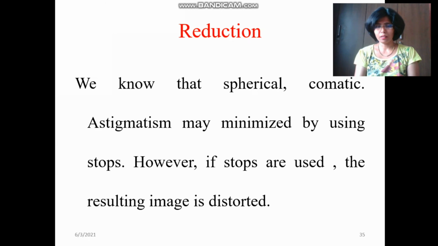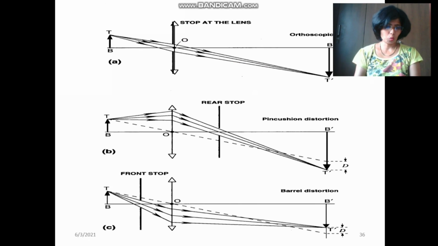So again, we have to reduce this type of distortion also. To reduce the distortion, the stop is placed between two symmetrical lenses so that the pincushion type distortion produced by the first lens is compensated by the barrel shaped distortion produced by the second lens. So this figure shows the stop placed in between the two symmetrical lenses to reduce the distortion. Projection and camera lenses are constructed in the same way.